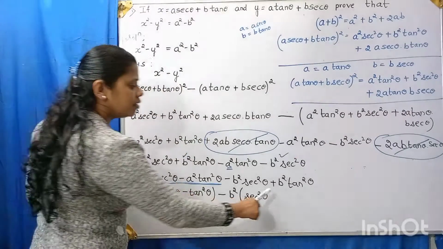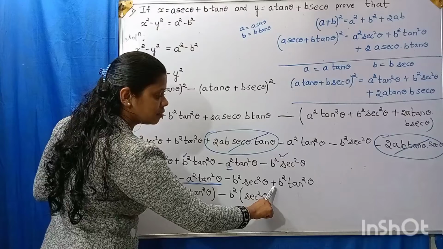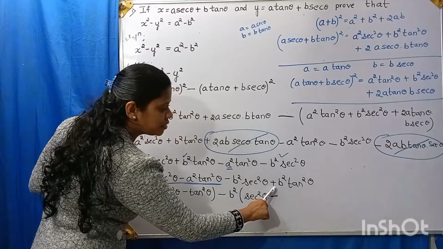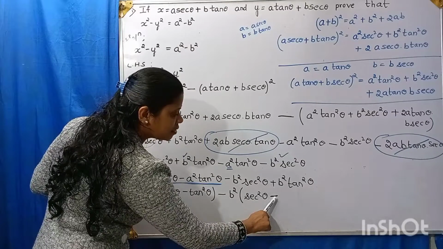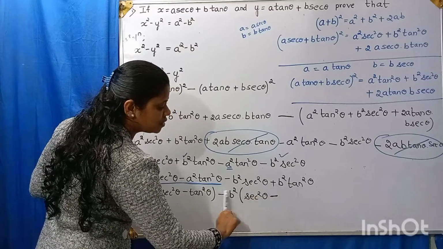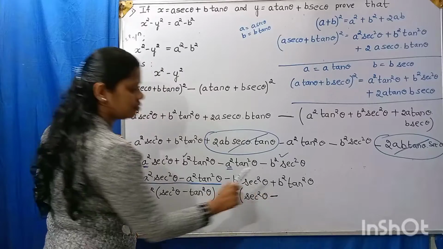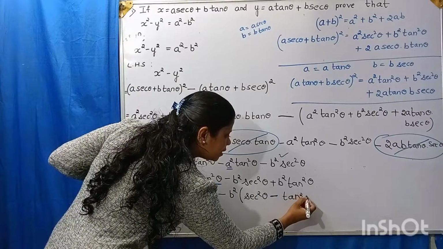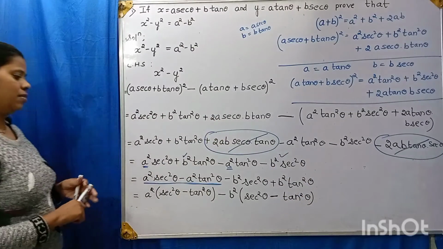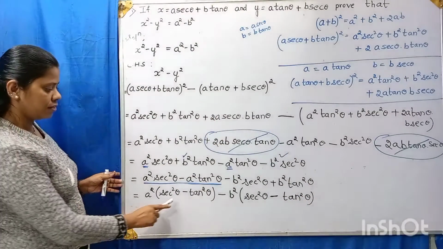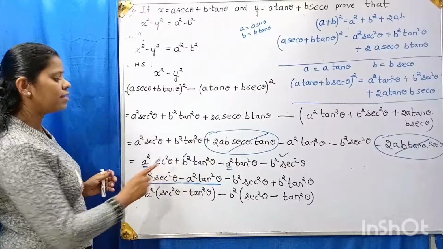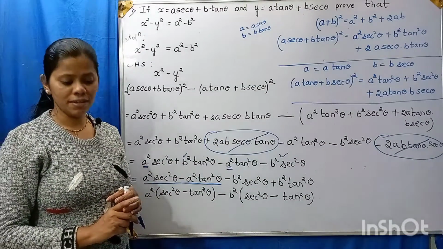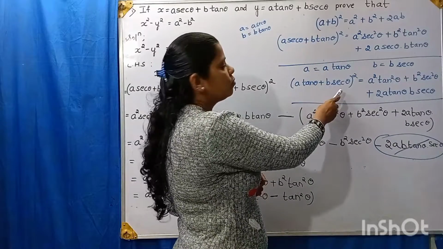Observe here. Here it will become minus. I had to write minus here, because here you have plus sign. Minus into minus, it will become plus. Therefore secant square theta minus tan square theta. Now see here, secant square theta minus tan square theta. You will get one formula. What is that? Now let me rub this. You can copy down.